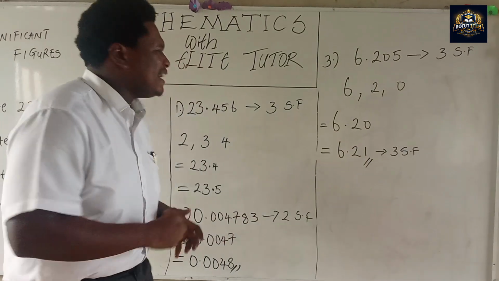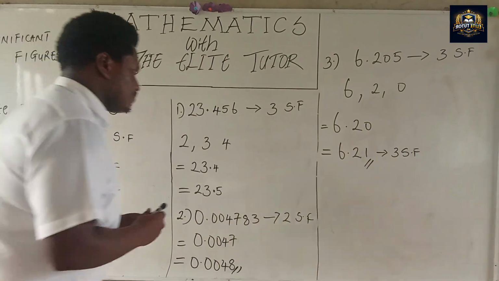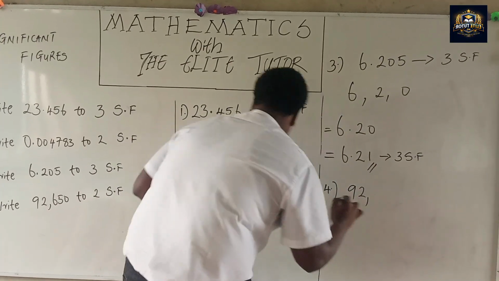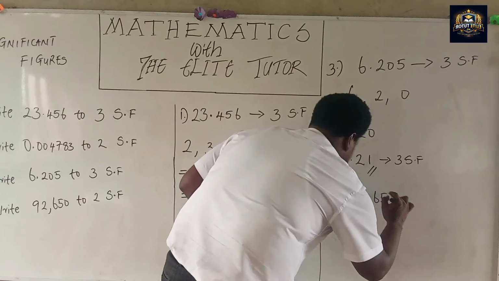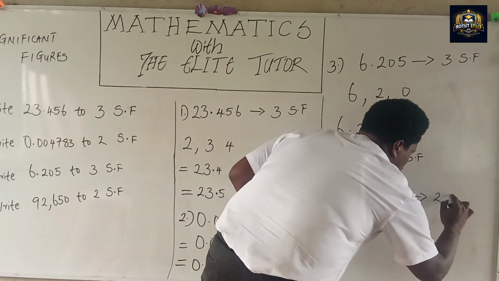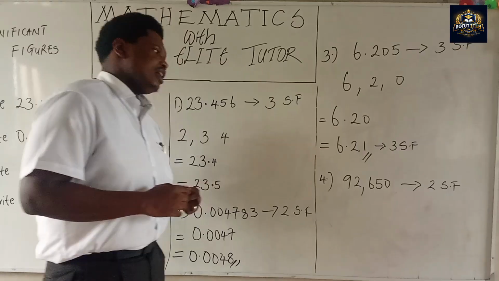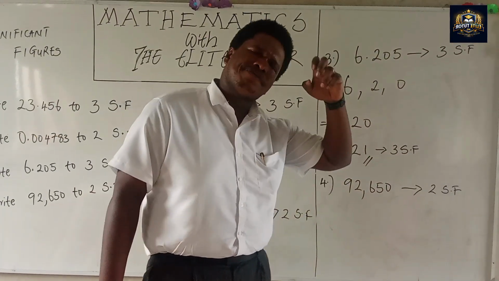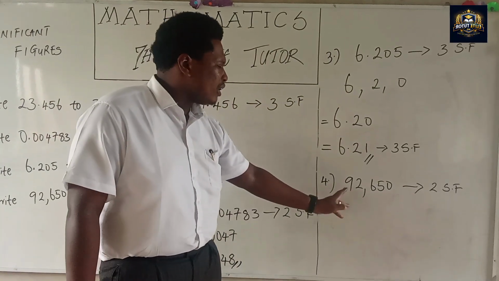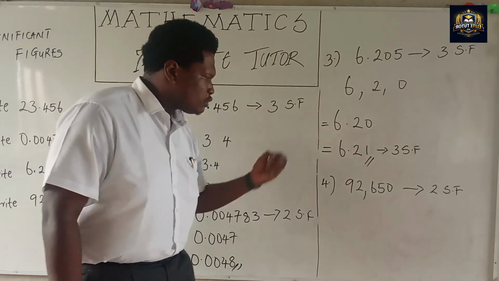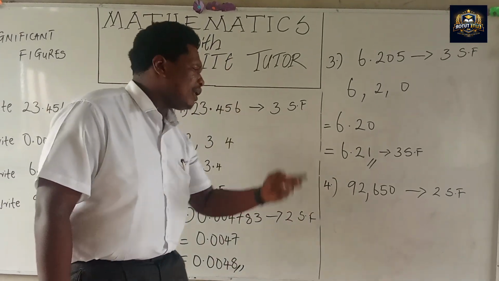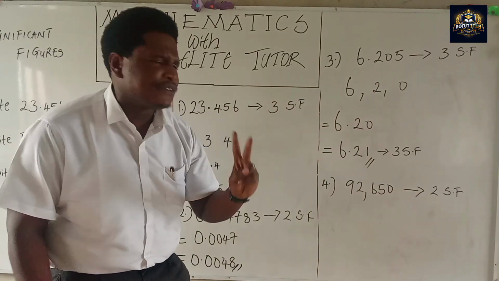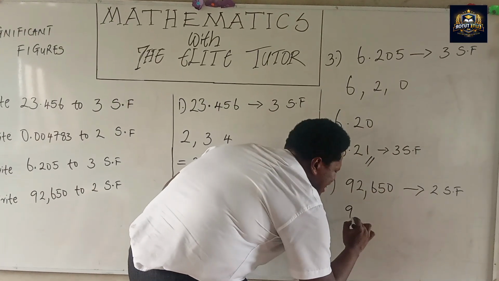Hope you're following. And finally, for this section, we have number 4. We have 92,650 to 2 significant figures. Now we are asked to take this to 2 significant figures. Our first significant figure is our first non-zero digit. Now we have 9, our first significant figure. We have 2, our second significant figure. We have 6, our third significant figure. And it follows like that. Now since we are looking at 2 significant figures, our 2 significant figures are 9 and 2.